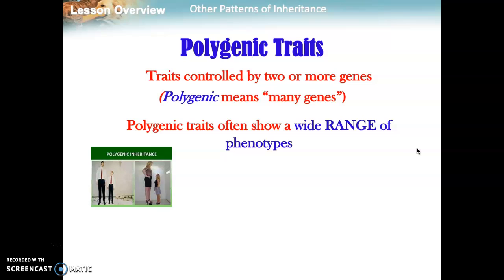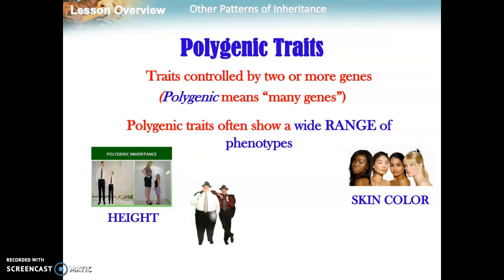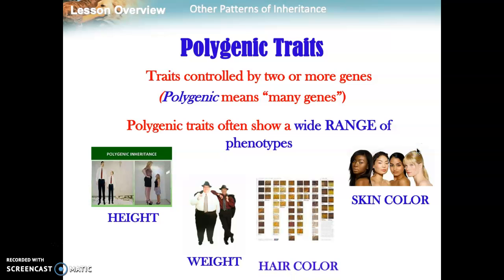Your height is a result of polygenic inheritance. Your skin color is the result of polygenic inheritance. Weight, hair color, all of these require multiple pairs of genes.